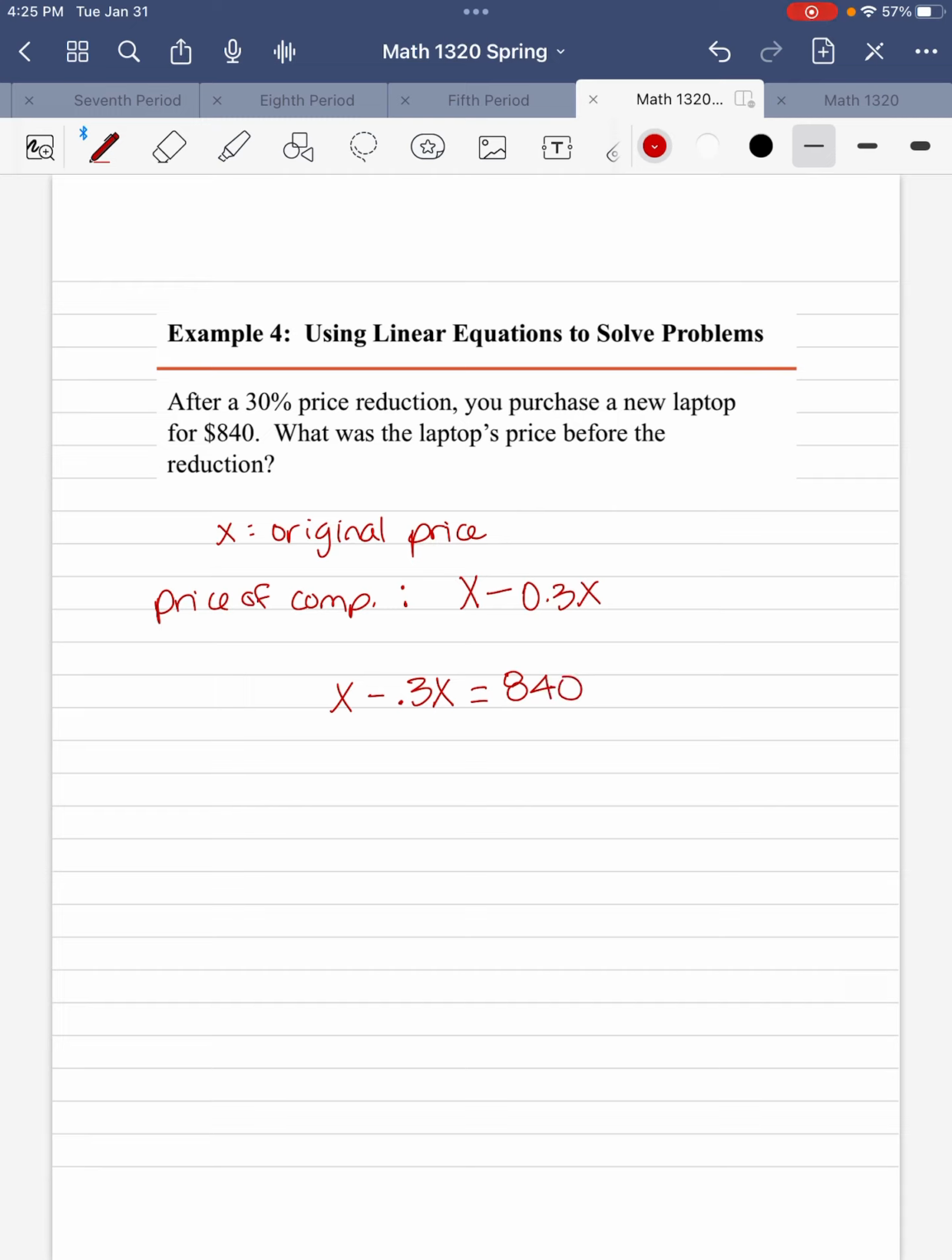If there's no number in front of the x, remember there's a 1 there. So 1x minus 0.3x is 0.7x equals 840. And then we just divide both sides by 0.7, and we get that x equals 1,200. So the price before the sale was $1,200. Let's get the next one.